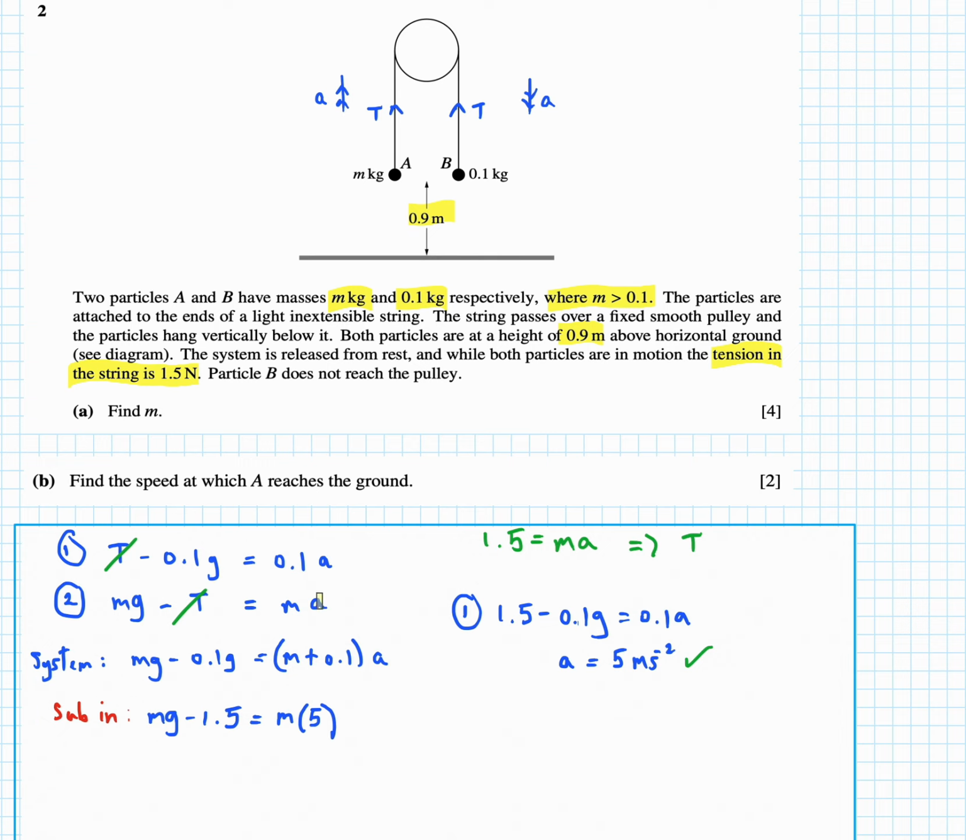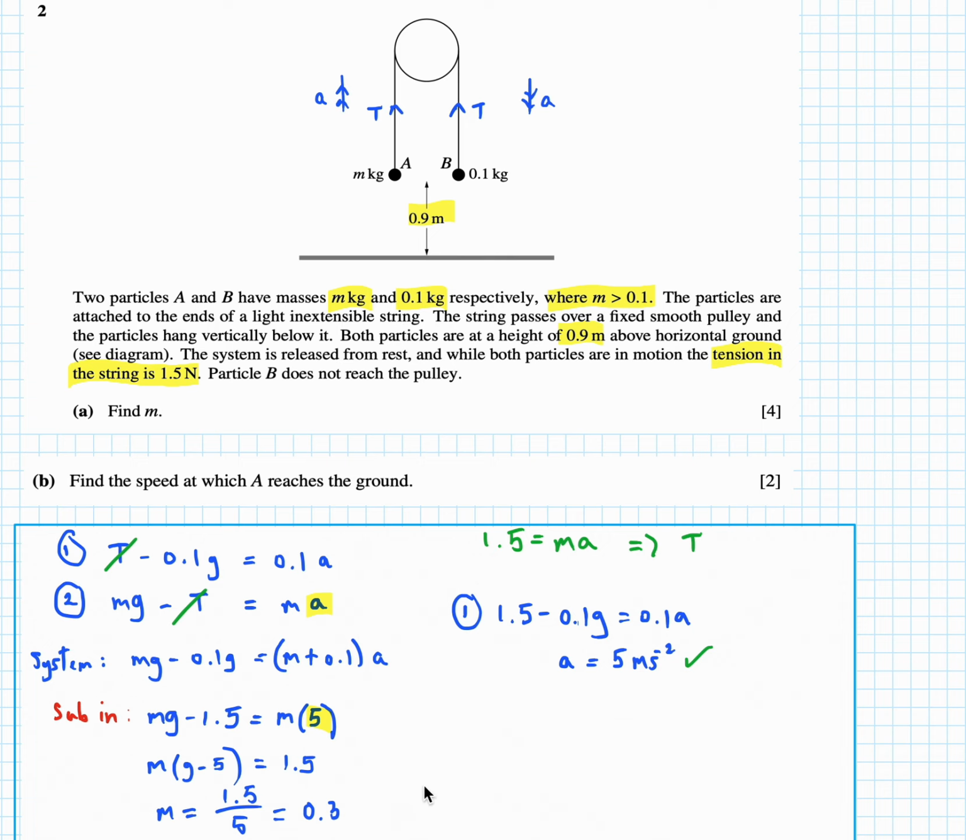So what we'll do next now is we will bring our m's together. So a little algebraic manipulation now. mg minus 5m is equal to 1.5, and your g, of course, is 10. So you have 10 minus 5. So we end up with 1.5. Divide g minus 5 on both sides, you'll get 1.5 over 5. 0.3. That's our first value, that's our first answer. That's finding m.